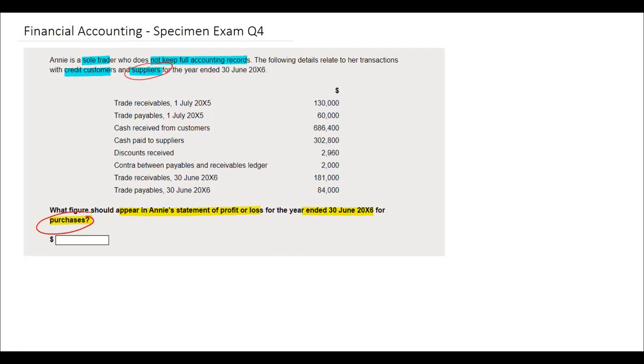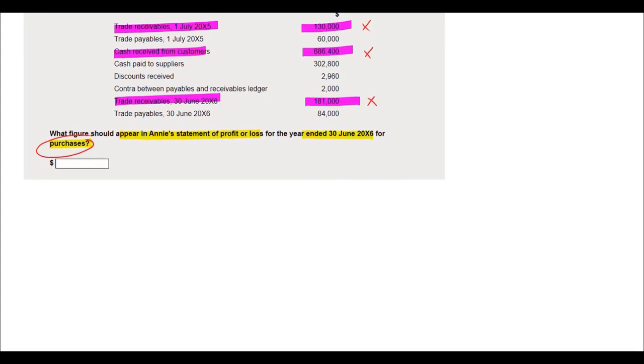What this means is that instantly we can disregard the information about receivables at the start of the year, any cash that's received from customers, because that's going to be to do with sales, and information about the receivables at the end of the year. We can simply ignore these numbers. The rest of the information that's provided in this question is going to be relevant for us in calculating that purchases figure. The best way to approach this question is to consider producing a T account. So let's do exactly that.